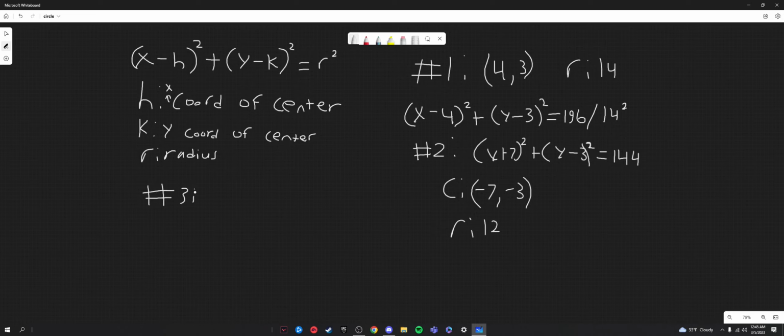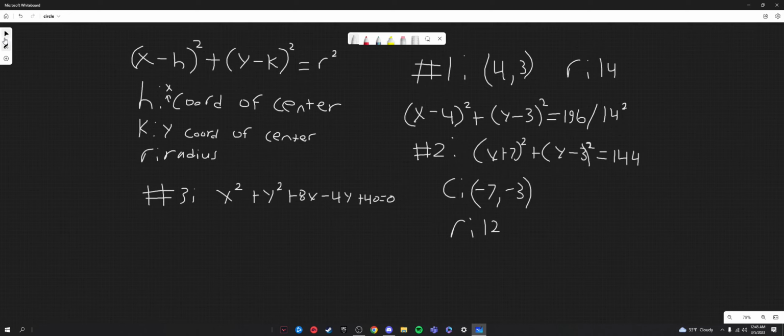Number 3 is slightly more difficult, but essentially we're going to be checking if two equations given are actually circles. And we're going to do that by completing the square. So let's say we're given the equation x squared plus y squared plus 8x minus 4y plus 40, and we have this equal to 0.